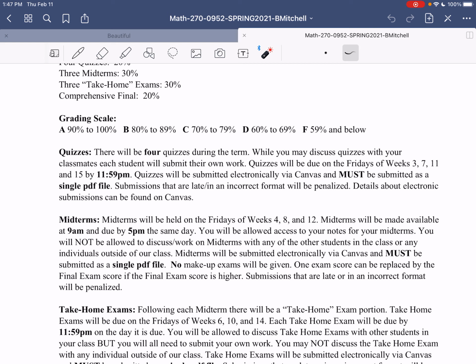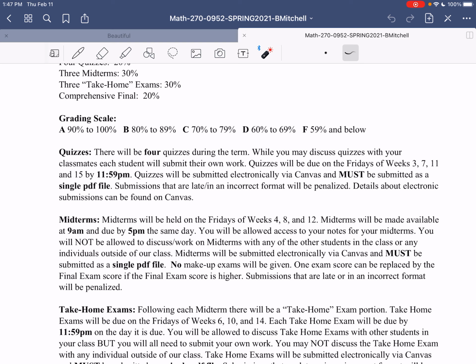The next big grouping of assignments is that you will have 3 midterms during the term. The midterms will be held on the Fridays of weeks 4, 8, and 12. So you can already see the structure emerging here. You'll have quizzes due on the Fridays of 3, 7, 11, and 15, and then a week later you'll have a midterm.